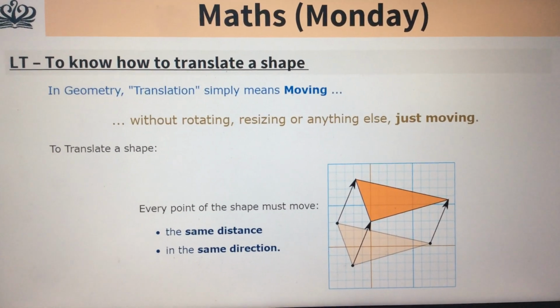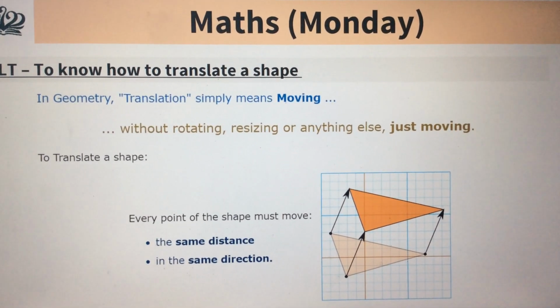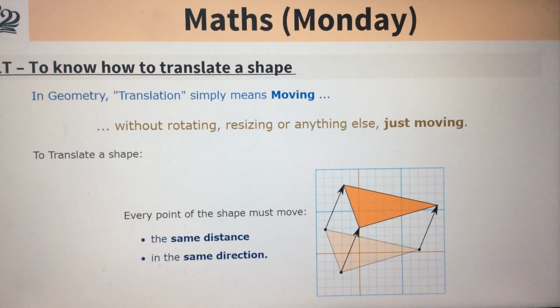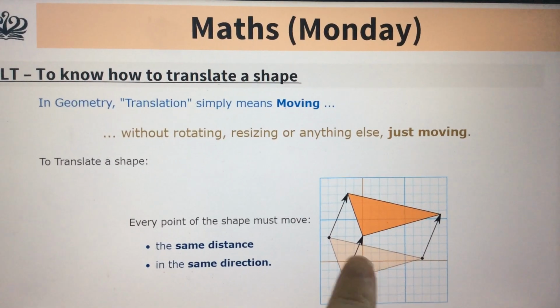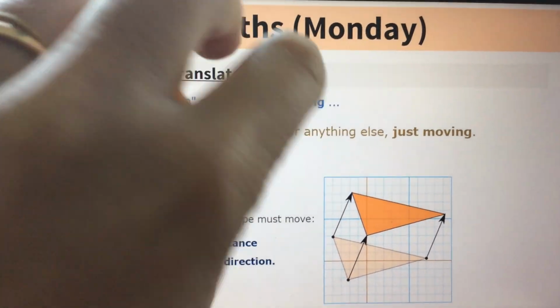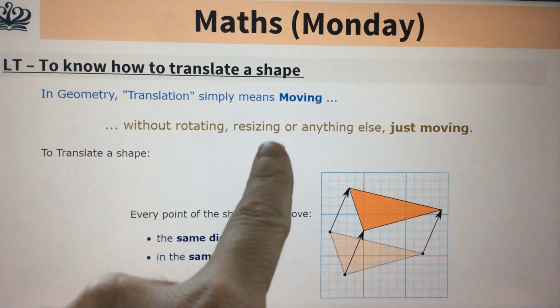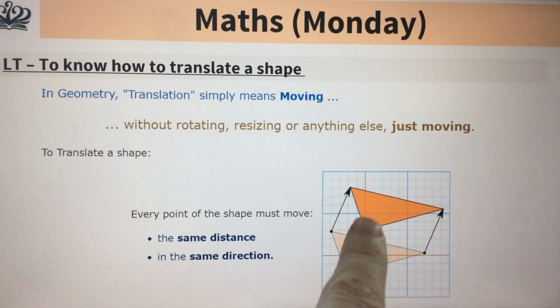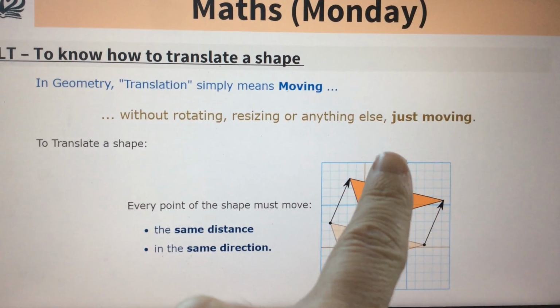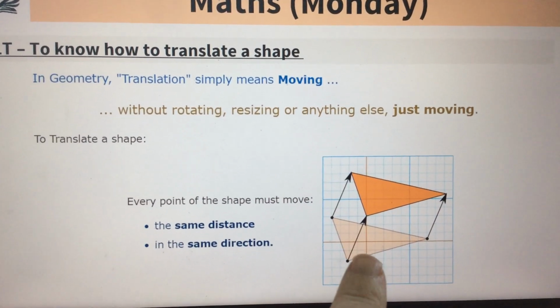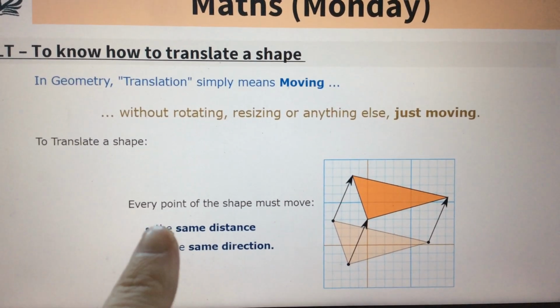Now, this has got a little bit of a different meaning to what we usually use for translate when we're talking about language. It simply means moving. So we're going to be moving shapes. We're not rotating it, which means to spin it, or resizing it, so it's not changing size, it's staying exactly the same size. It's just moving from one place to another.